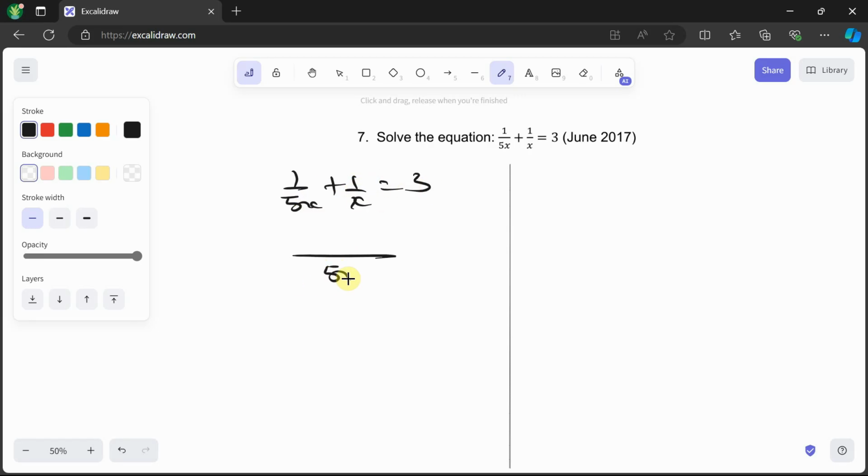LCM here is 5x. 5x divided by 5x will be 1. 1 times 1 is 1. 5x divided by x will be 5, times 1. This will be plus 5 is equal to 3. So this is 6 over 5x is equal to 3.